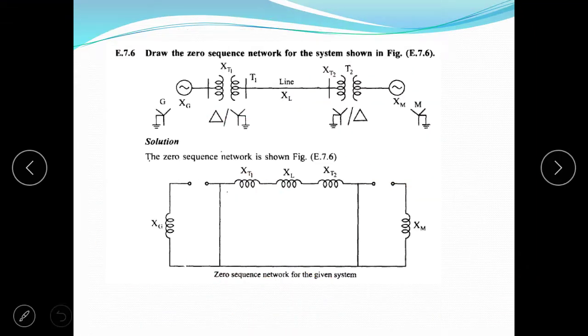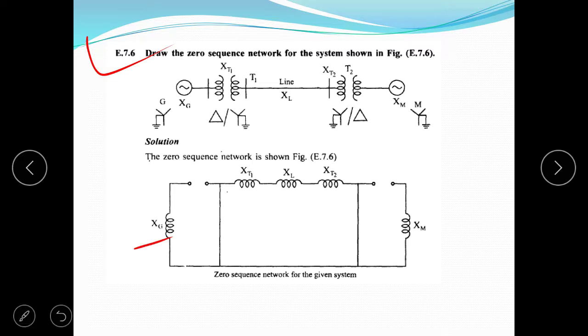Now we take an example. In this given example, the question is to draw the zero sequence network for the system shown in the figure. We have to represent the zero sequence network of the given system. First is the alternator and its winding is star grounded. So a generator with star grounding is represented in the zero sequence network simply by a zero sequence reactance, that is Xg.